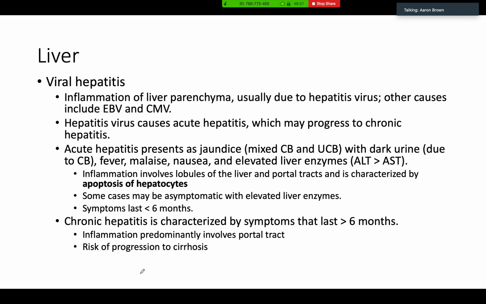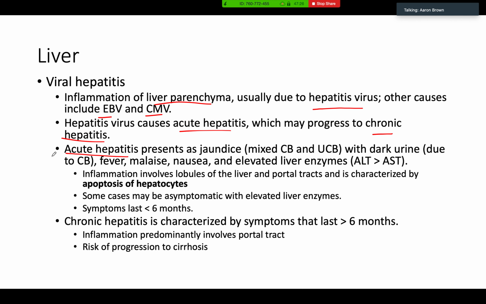Getting into viral hepatitis, I'm about to start asking you about some HBsAg, HBsAb, so be ready for that. Viral hepatitis is inflammation of liver parenchyma. This is typically due to our hepatitis viruses. So hepatitis A, B, C, D, and E are our usual suspects, although EBV and CMV can less commonly cause hepatitis. Hepatitis viruses cause acute hepatitis, which can progress to chronic hepatitis in some cases, depending on the virus.